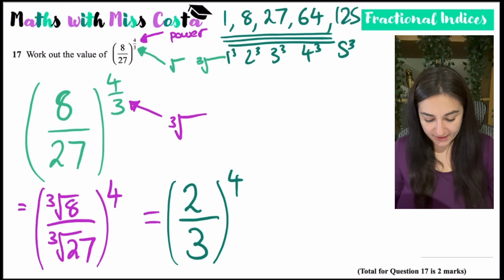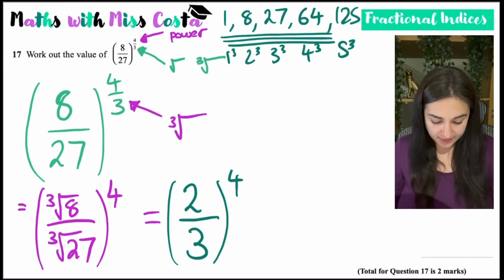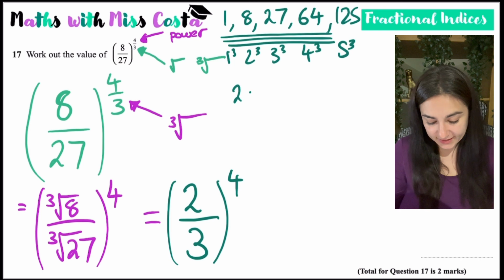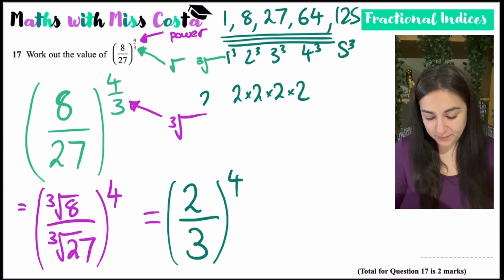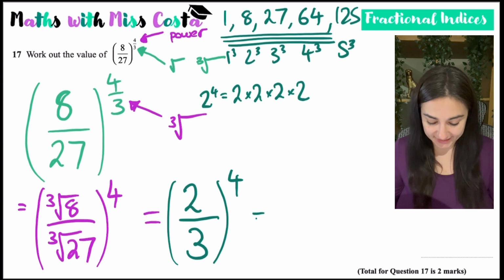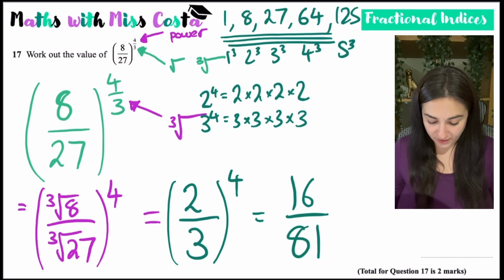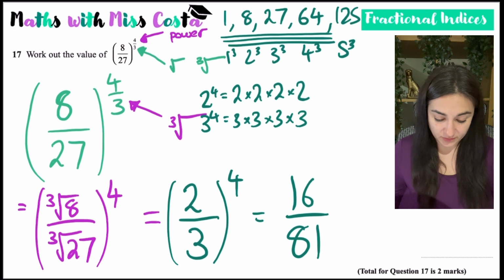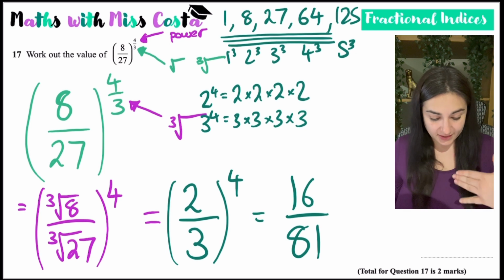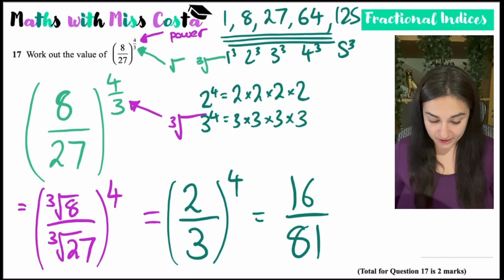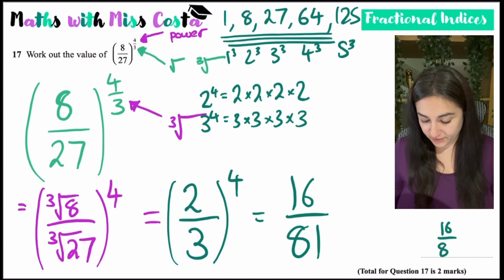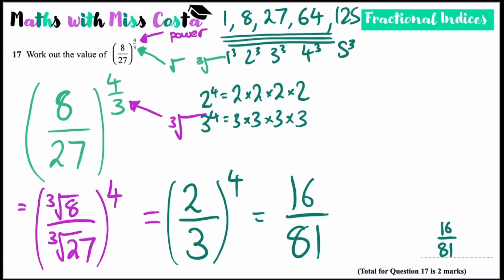Okay, so you've just simplified that, and it's still going to be to the power 4. And then you work out what 2 to the power 4 is. So what does the power 4 mean? It means 2 is being multiplied by itself 4 times. 2 times 2 is 4, times 2 is 8, times 2 is 16. And then you've got 3 to the power 4. So 3 times 3 is 9, times 3 is 27, times 3 is 81. If you didn't know that off by heart, then you could just use any multiplication method you like. But there we go. We've worked out the value of the question, which is 16 over 81.